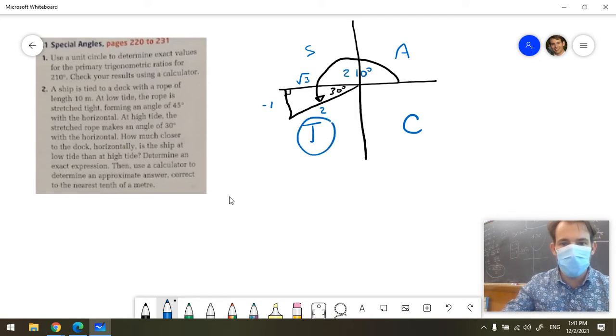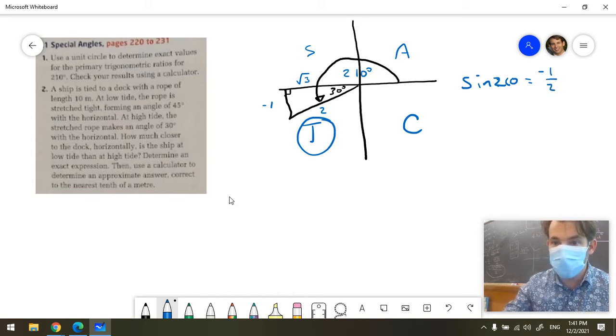This tells me that tangent is going to be the only trigonometric ratio that's positive, and the cotangent as well. So I've been asked to find the primary trigonometric ratios. Okay, sure. So I don't need cosecant, secant, and cotangent in this case. So what is the sine? Well, sine 210 is going to be the same thing as sine 30, except it's negative because sine is negative over here. It's also opposite over hypotenuse, so this is negative 1/2. Test that on your calculator, you'll find it's true.